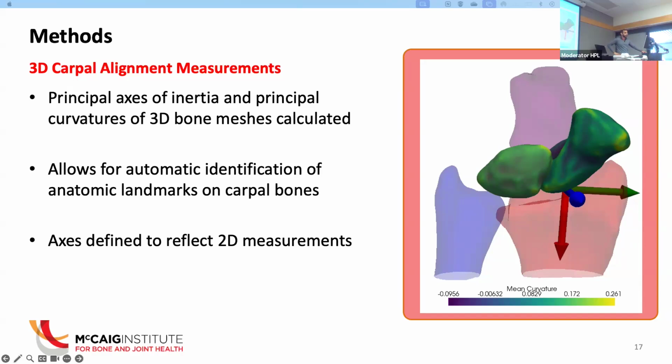Okay, got it. And then the 2D measurements that you compared your 3D measurements to, were those 2D measurements based on the weight-bearing CT scans? Yeah, they were.